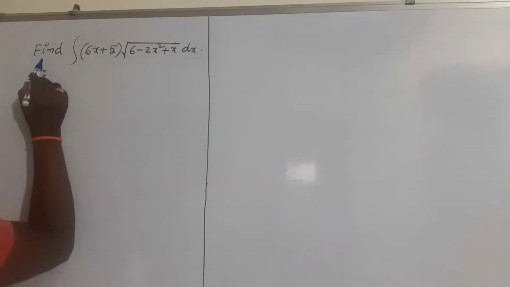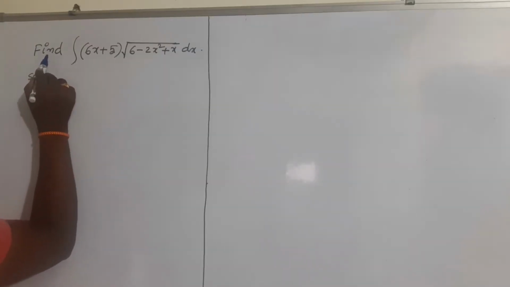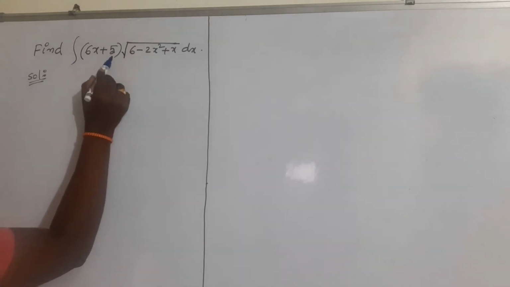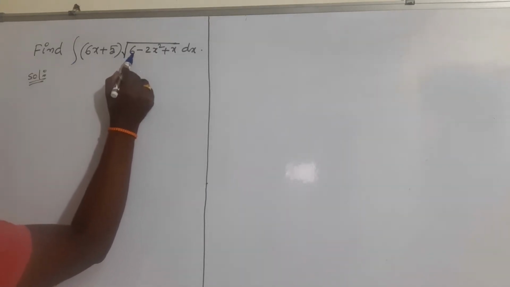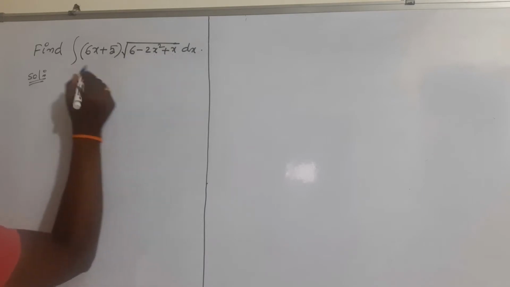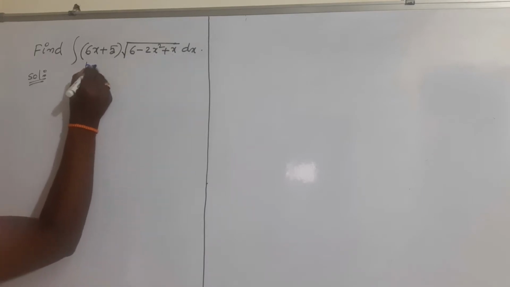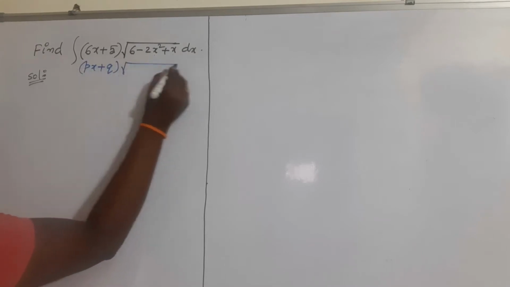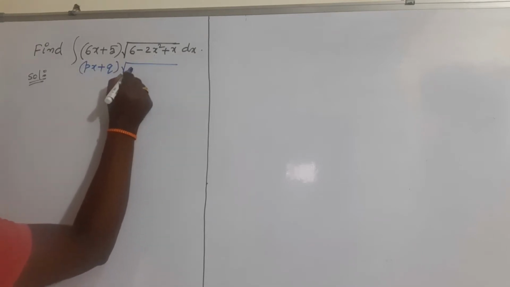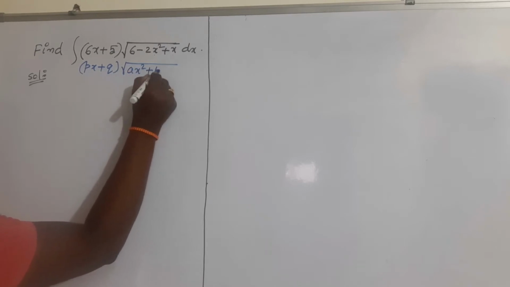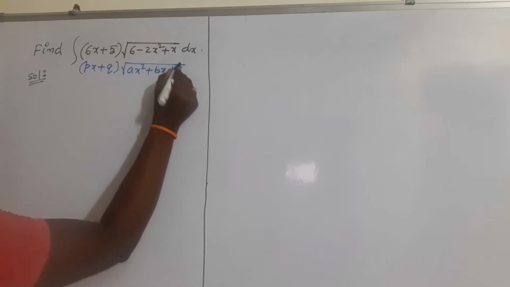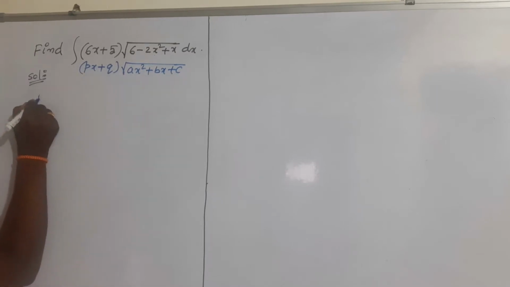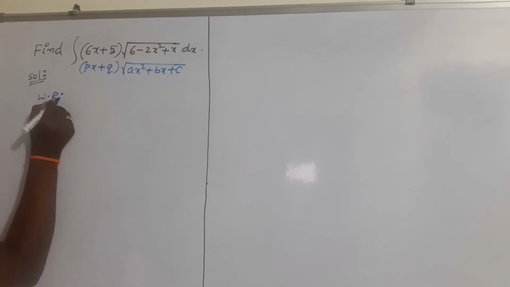This is the next problem on type 2 on indefinite integrations. Find the integration of (6x plus 5) over the square root of (6 minus 2x square plus x) dx. Clearly we are observing that this is in the form of px plus q, which is a linear term, and this is a quadratic term, ax square plus bx plus c. Whenever the given problem is in this model, what is the working rule to solve this type of problems?